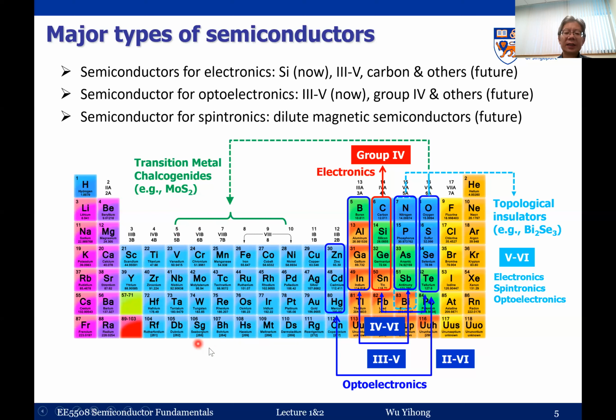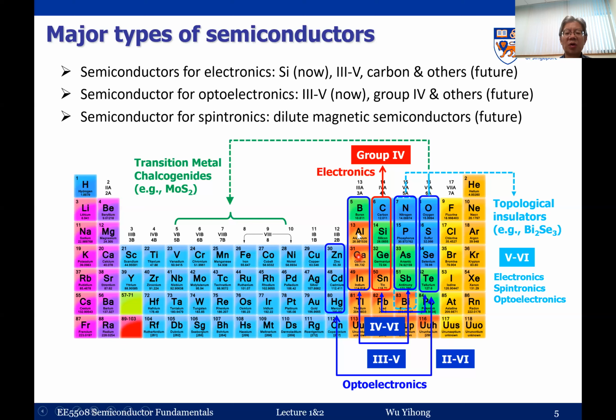Due to different combinations, now we have a huge number of materials, right? Which we'll talk about in the next slide. I think the last type of semiconductor which I forgot to mention is semiconductor for spintronics. So far the most successful magnetic semiconductor is gallium arsenide doped with manganese. When you dope gallium arsenide with manganese, you can make this gallium arsenide ferromagnetic up to about 200 Kelvin, right?